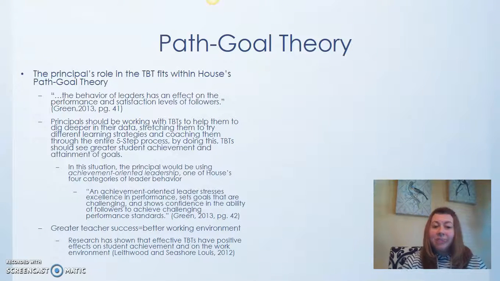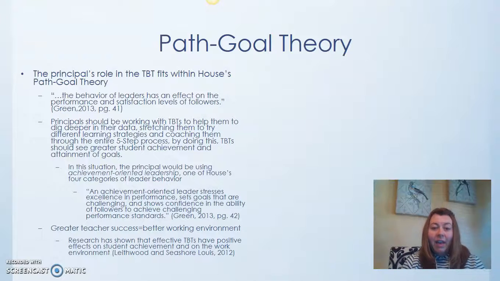So in the situation where the principal would be coaching the TBTs through the 5-step process, the principal would then be using the achievement-oriented leadership, which is one of the 4 categories of behavior that House mentioned in the path goal theory. And in this achievement-oriented leadership, our text said that a leader stresses excellence in performance, sets goals that are challenging, and shows confidence in the ability of followers to achieve challenging performance standards.